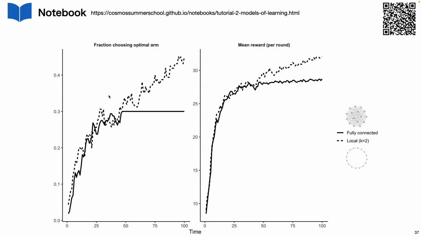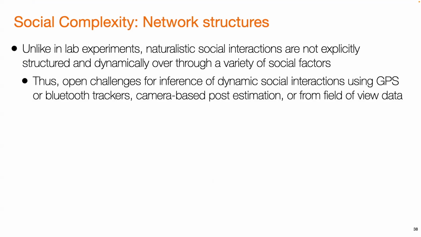And on the left side, I have the fraction choosing the optimal arm, and the right side is the mean reward per round. And what you can see is that these fully connected networks converge too early on a suboptimal solution, whereas these locally connected networks continue to keep exploring and finding better solutions and converge later, but converge at a higher level. And you can also take that code and play around with the parameters on your own and try out different solutions. Now, of course, these networked simulations are highly synthetic and artificial.